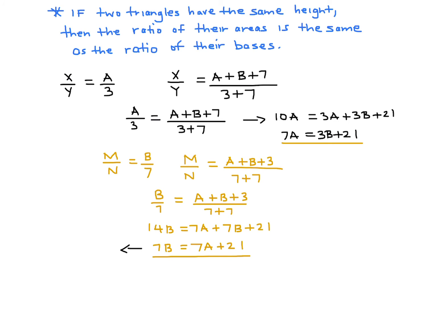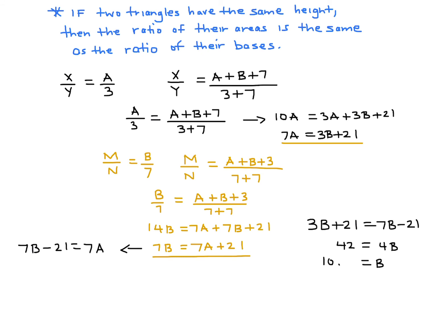From this one, I can probably isolate for 7a by just putting the 21 on the other side, like that. And therefore, since 7a equals this and 7a equals that, we can set those two equal to each other. So 3b plus 21 is equal to 7b minus 21, and therefore 4b is equal to 42, and b is equal to 42 divided by 4, which is 10.5.